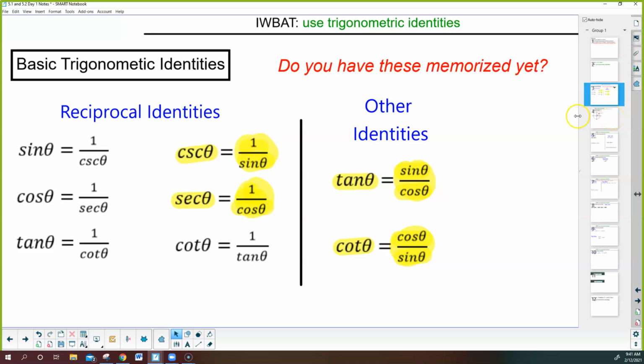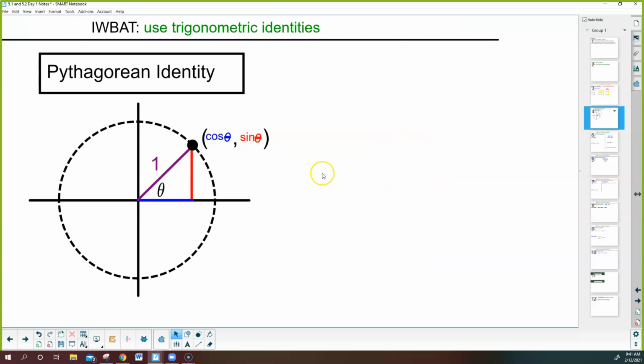We are going to develop one other identity that's really, really helpful, and I hope you make a strong connection to this one. So definitely write down this page right here. I'll give you a second to copy this down.